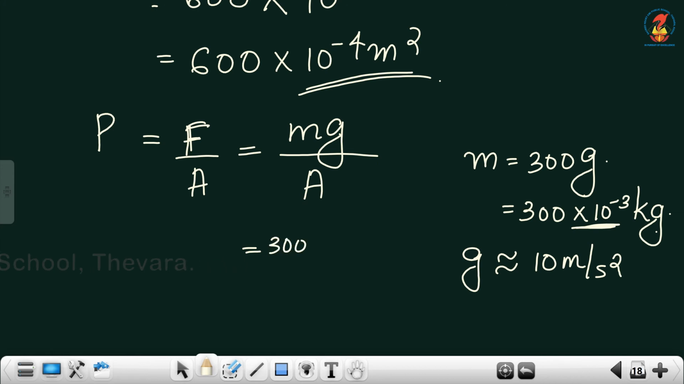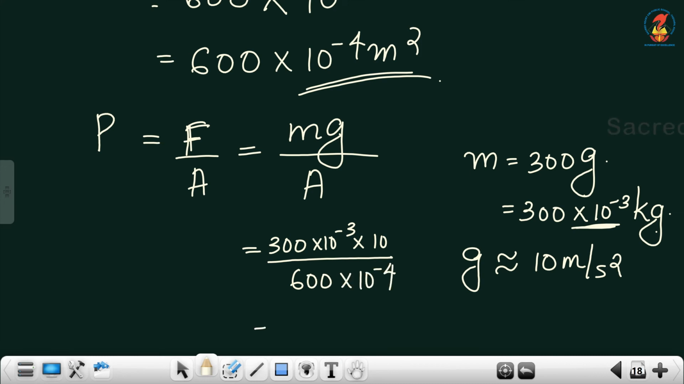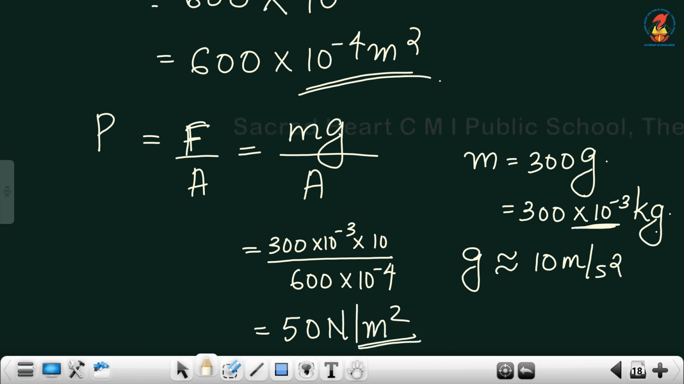That is 300 into 10 raised to minus 3 into 10, divided by the area, which is 600 into 10 raised to minus 4. Now, on solving this, you will get the pressure as 50 Newton per meter square.